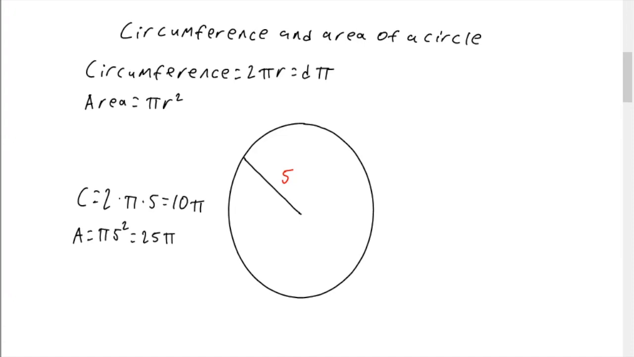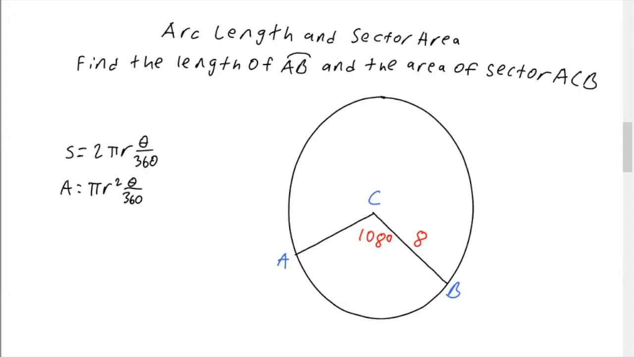We're going to be using these two things to help us find arc length and the area of a sector. So, the arc length and sector area. To find the length of arc AB and the area of sector ACB. By the sector, I mean the area within angle ACB up to the arc. So to find the arc length, we call it S. And the arc length of a circle is 2 pi r times theta over 360. So 2 pi r, remember, is the circumference, and theta over 360, so that's the number of degrees out of 360. Because 360 is the entire circle, so we want the amount of the circle that it is.